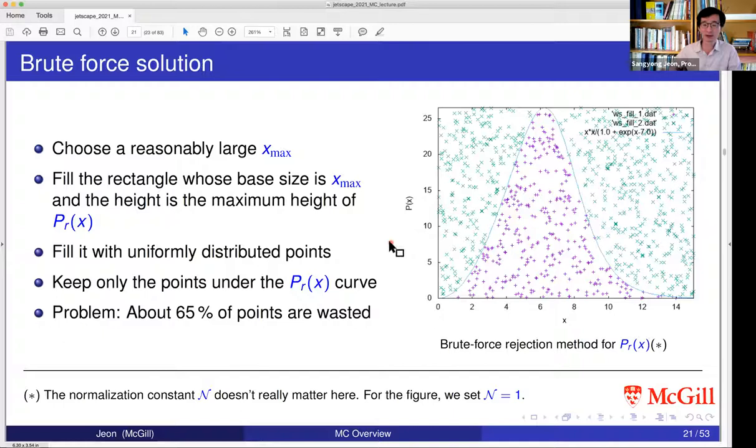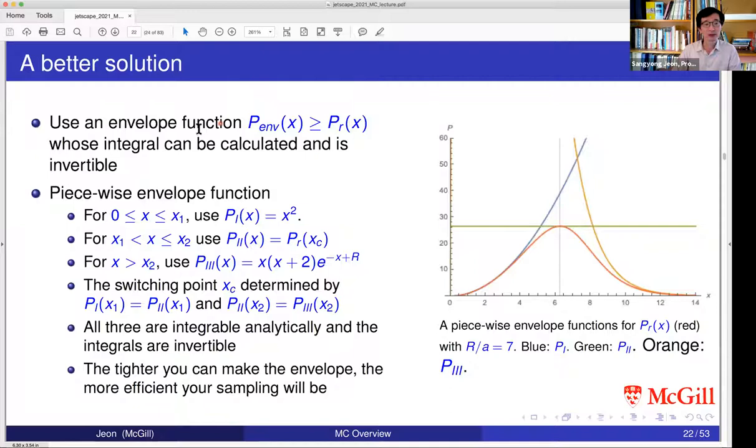The better method is called the envelope function method. Previously, what we did was fill in all this rectangle between this green line and the bottom axis. We filled in all this space with random numbers. But what we want to find is the three pieces that I can actually integrate and invert.